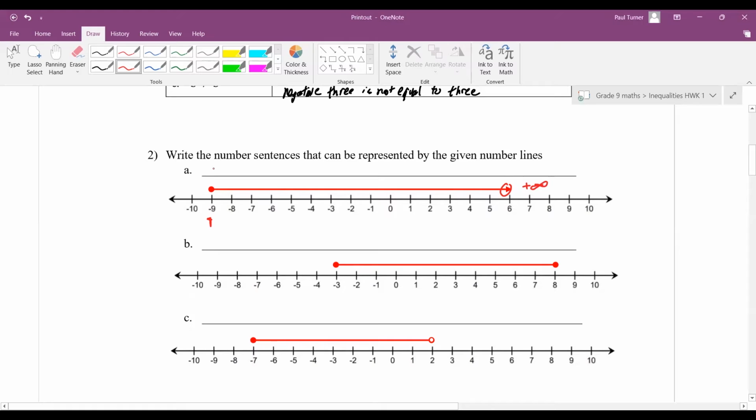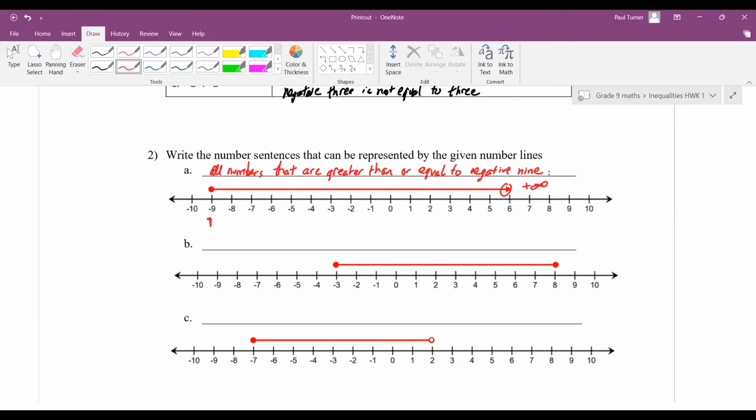So that would work. So all numbers that are greater than or equal to -9. Okay, use all words, don't use digits for that.